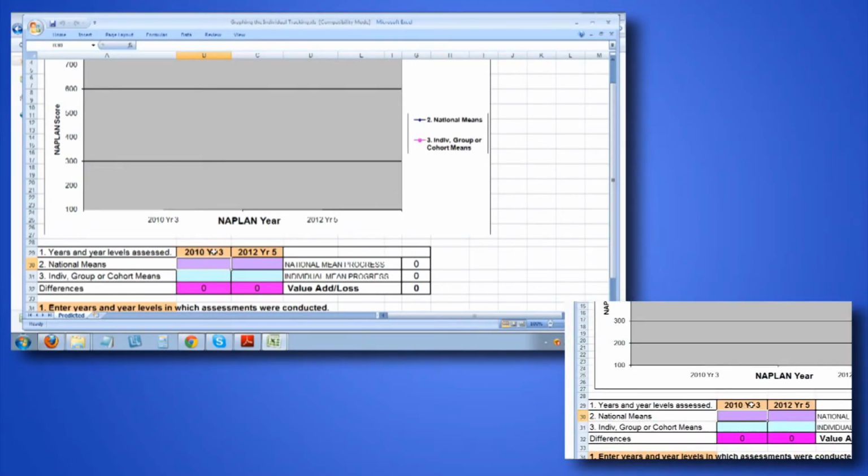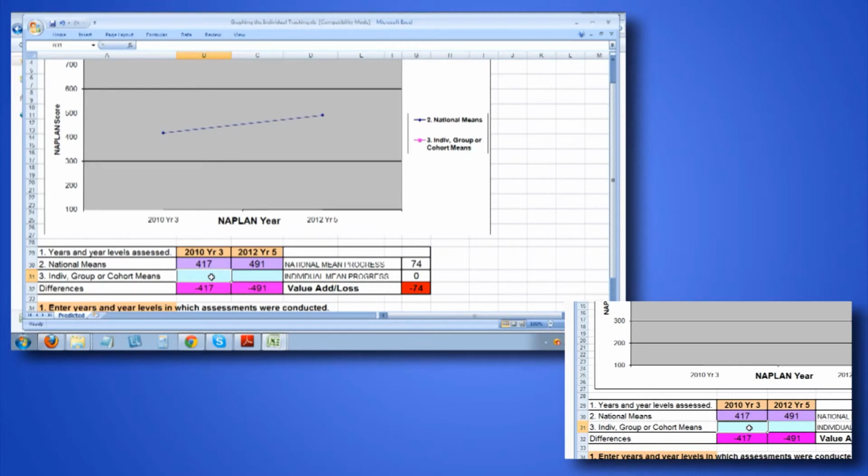I've already put in the 2010 Year 3 label and the 2012 Year 5. Now what I need to do is put in a national means, and we were looking at grammar and punctuation previously, and in 2010 Year 3 the national mean was 417, and in 2012 the Year 5 national mean for grammar and punctuation was 491.